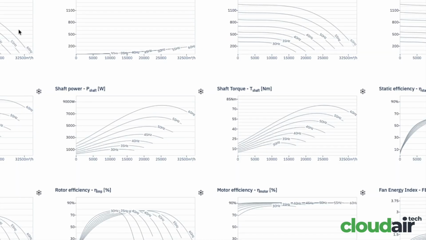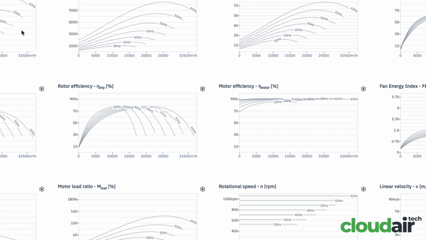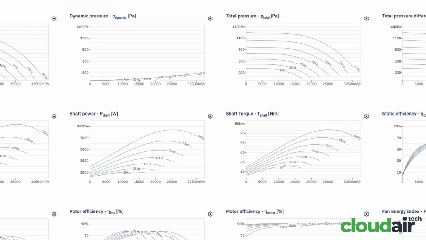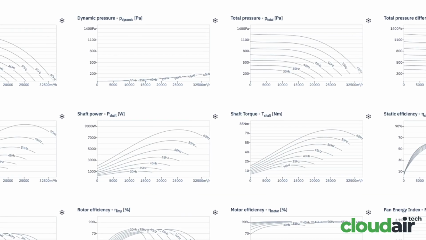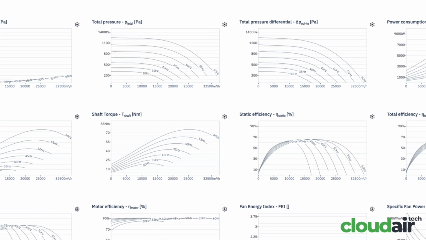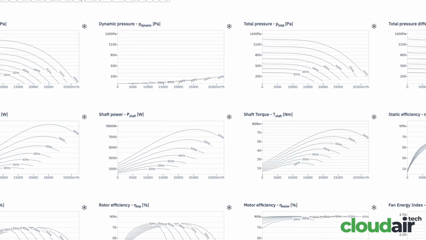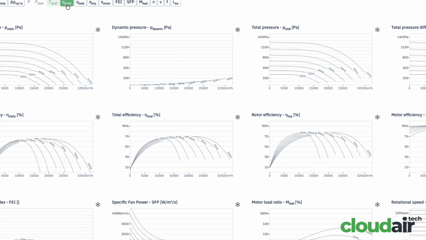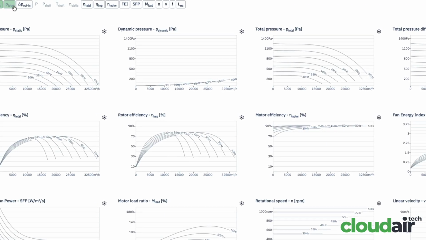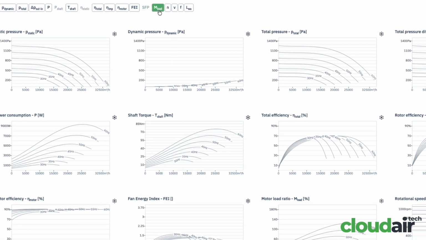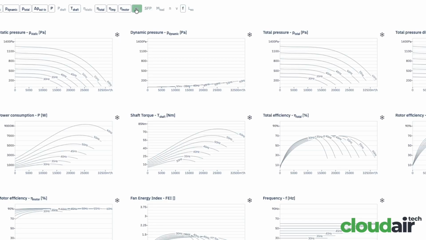This section displays a full set of performance charts for all key variables plotted against airflow. Each chart shows the parameter's behavior across different inverter frequencies, enabling comprehensive performance analysis. You can toggle the visibility of each chart using the parameter tags at the top, focusing only on the data that matters to your application. Whether you're interested in pressure, power consumption, efficiency, torque, or acoustic indicators, this module provides a complete and dynamic visual overview of fan behavior under varying flow conditions.